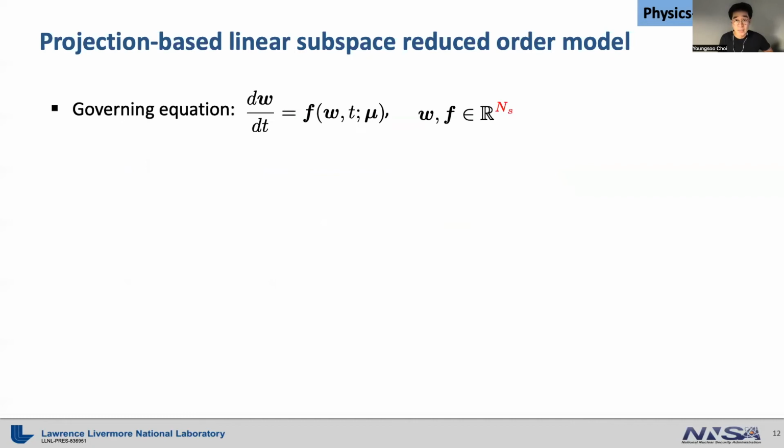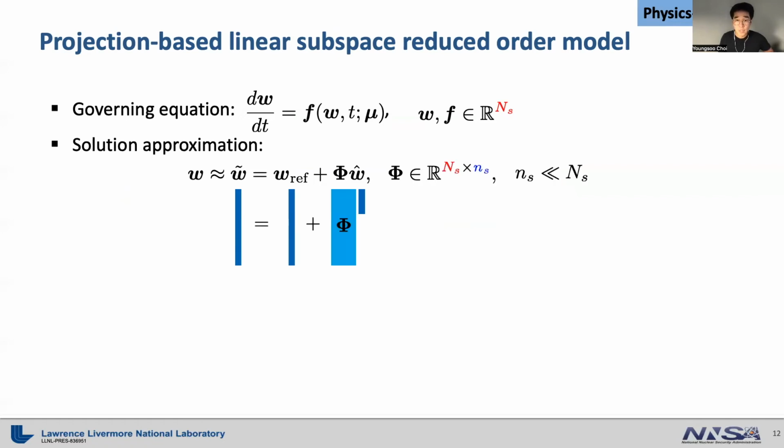To explain it, let's start with these governing equations, represented by the ordinary differential equation. You can consider it as a semi-discretized version of the partial differential equations that describe your underlying physics. Here, W is a state variable, F is a nonlinear function, t is the time variable, and mu is a parameter. We first approximate the solution as a linear combination of reduced spaces phi, whose dimension is a lot smaller than the full order model dimension, big N sub S. Then you plug this solution representation into the governing equations, and you will end up with an overdetermined system where you have more equations than unknowns.